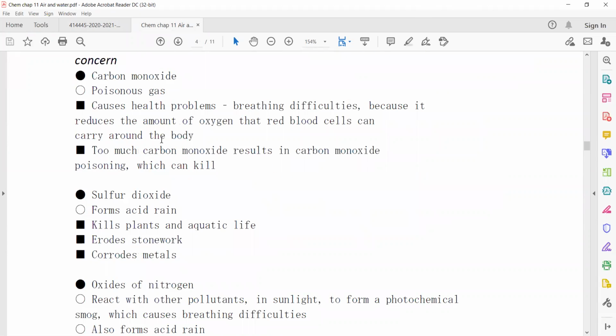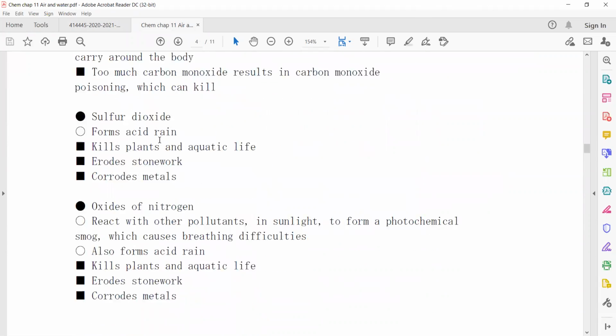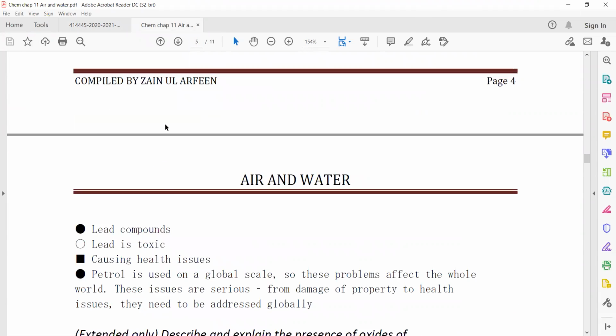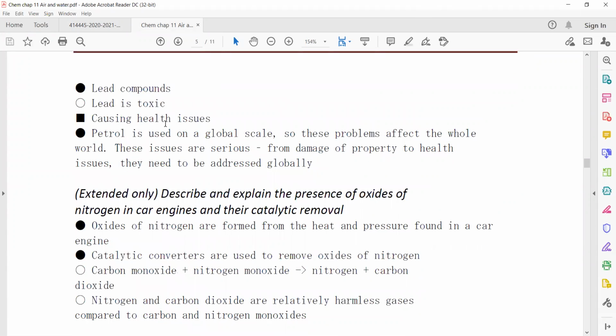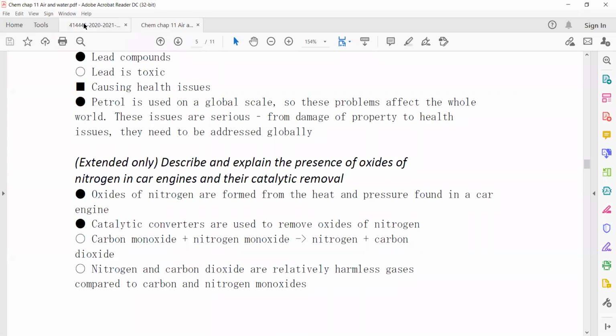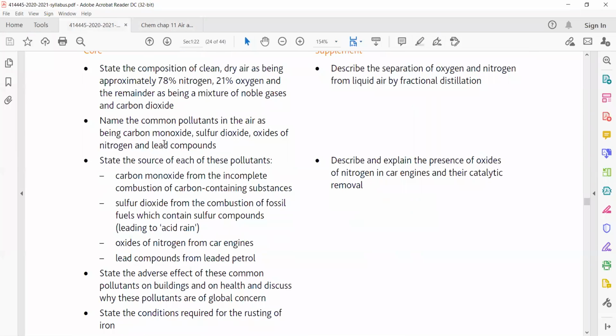So these are some effects for different gases. Then state the source of each of these pollutants. Carbon monoxide comes from incomplete combustion of carbon-containing fuels.